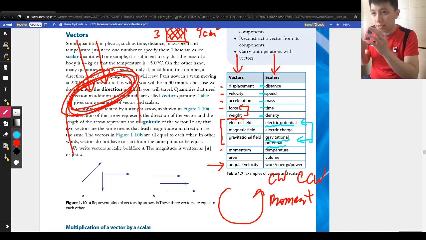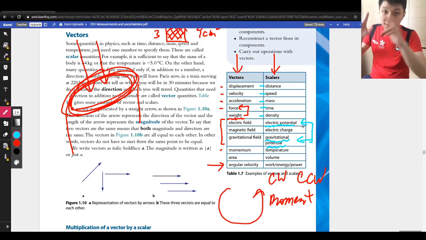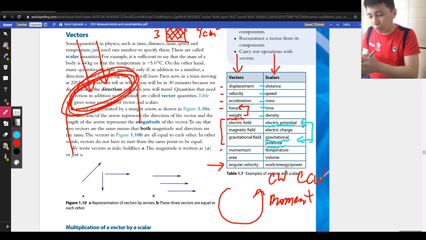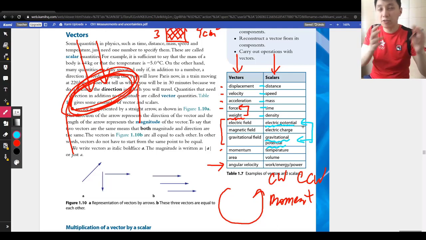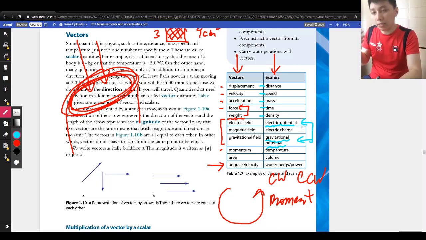So for gravitational potential, it is like the amount of energy per kg of mass. Electric potential is like per unit of charge, which is Coulomb. So again, we'll get to learn this in a later chapter, so don't worry about that. Electrical charge, we have positive and negative charge, but they don't carry direction, so that's why they are scalar.